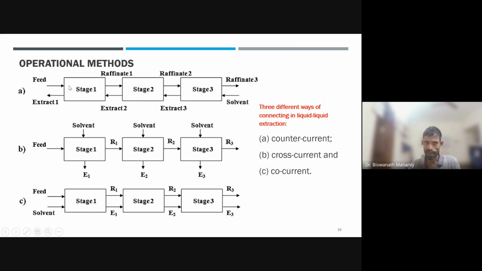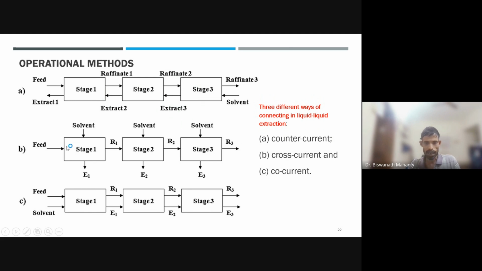So feed is getting devoid of the target compound as the stages proceed. So the last phase we are talking about as raffinate 3, coming out of the third stage. Solvent is here. So coming out of the stage 3 is extract 3, extract 2, and extract 1. So extract 1 is already enriched with your target compound. So this approach is known as countercurrent.